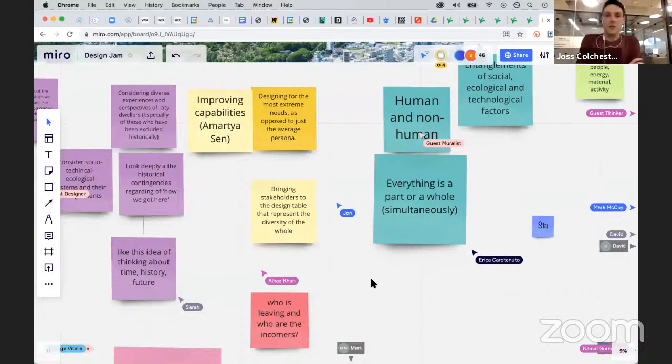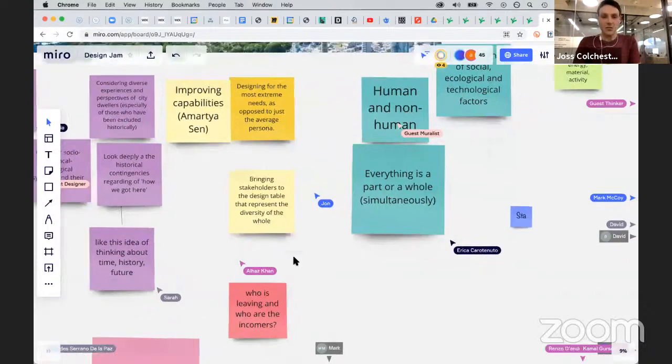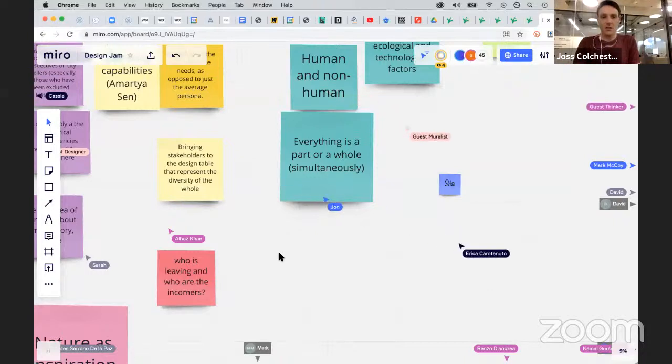Yeah, and I guess a lot of that probably happens in public sector stuff, but a lot of large corporations, Apple and so forth, are designing the systems that run our world these days, and that happens behind closed doors, doesn't it? We don't get a great input into that. Yeah. So who's leaving and who are the incomers?